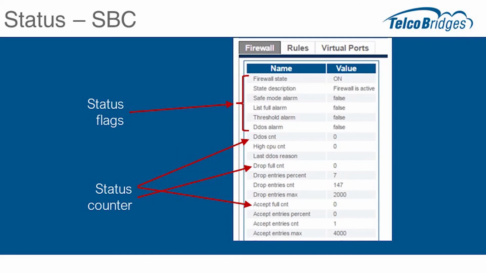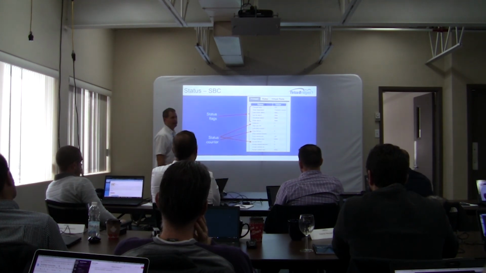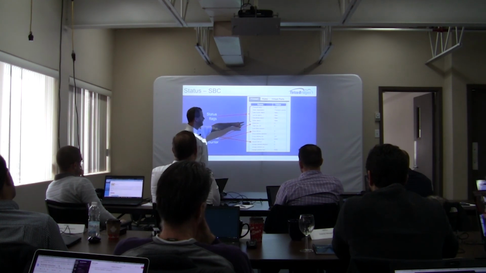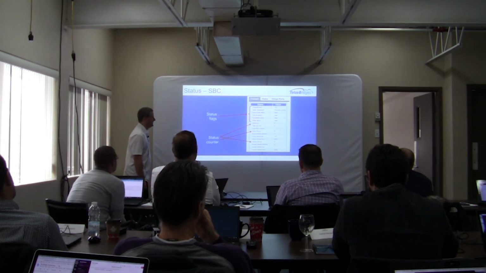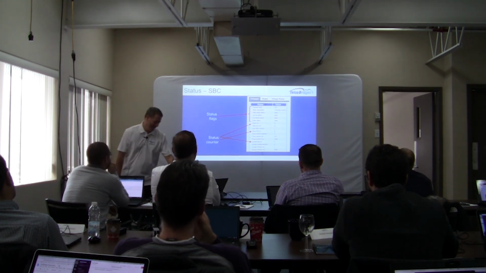What else here? Firewall state. DDoS alarm. So you can get it in the status. Now we just need to check in SNMP where it is. But you have it here, so if you're there and it's true, then you're in trouble. Well, at least you know. Yeah, exactly.